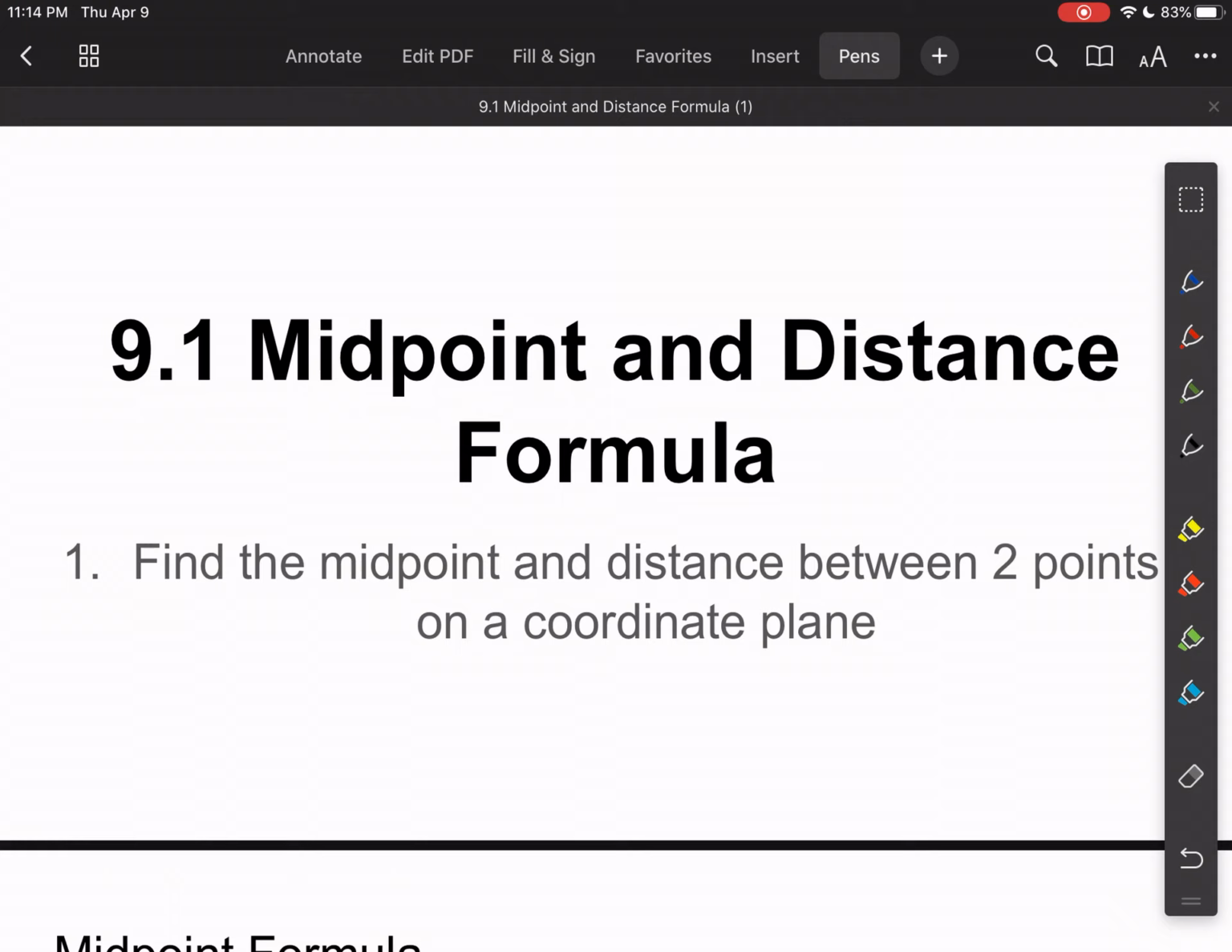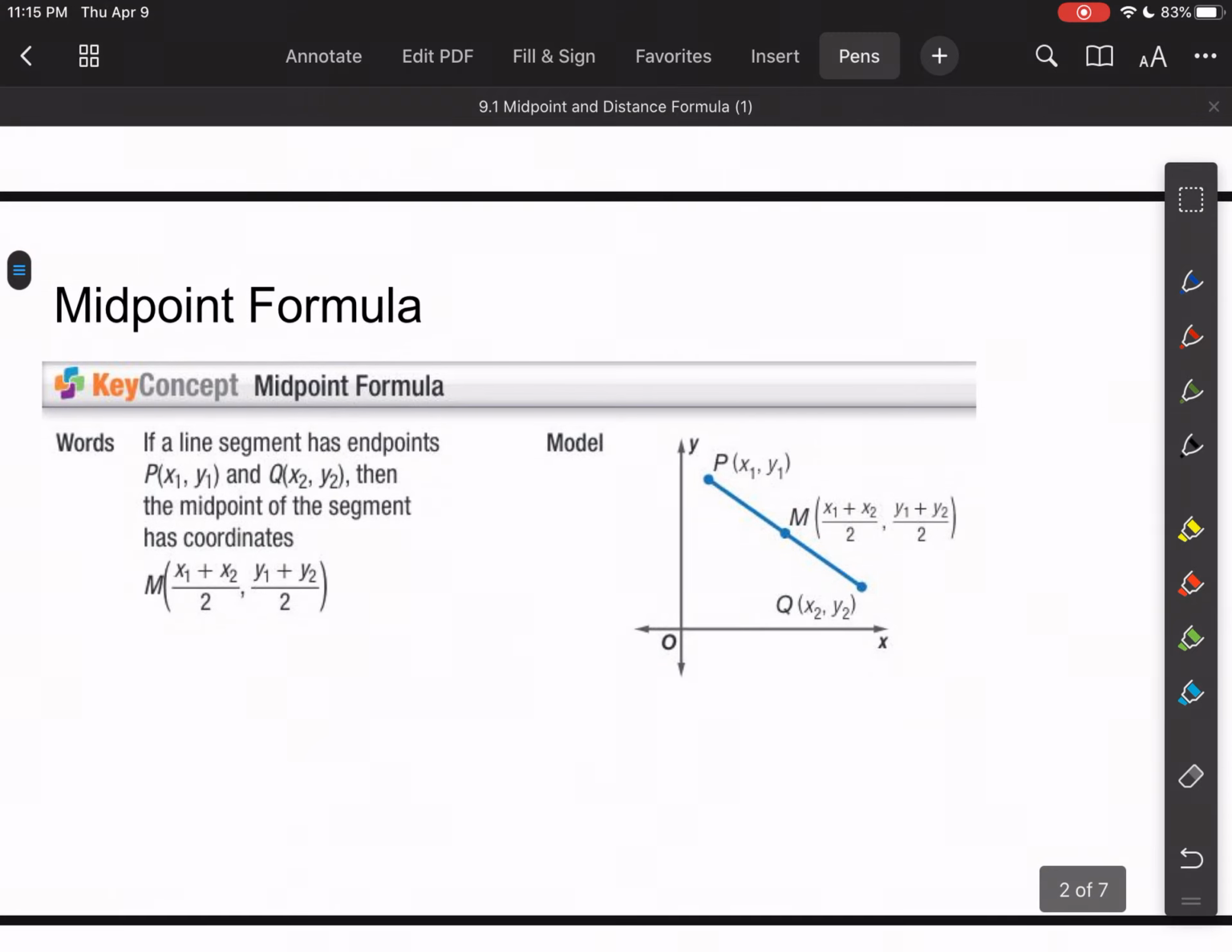We need to review two important formulas before that, though. So 9.1 is all about review. So I'm going to teach this here ahead of time by video. So we're looking at midpoint and distance formulas. Okay, so I'm going to review those with you guys.